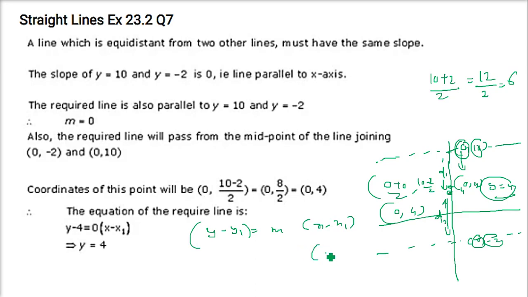Put it here. x minus 0, and y minus y1 is y minus 4. Now this line is again parallel to the x-axis. When the line is parallel to the x-axis, m will be 0. So put 0 here. This is going to be 0. y minus 4 equals 0. y equals 4. So this line and the line which we already found out are exactly the same.